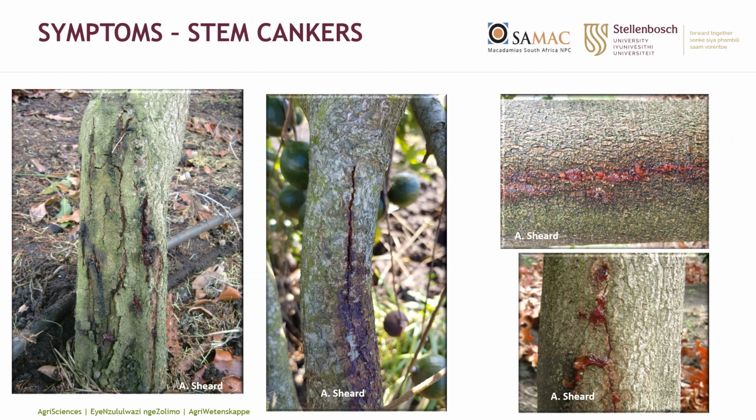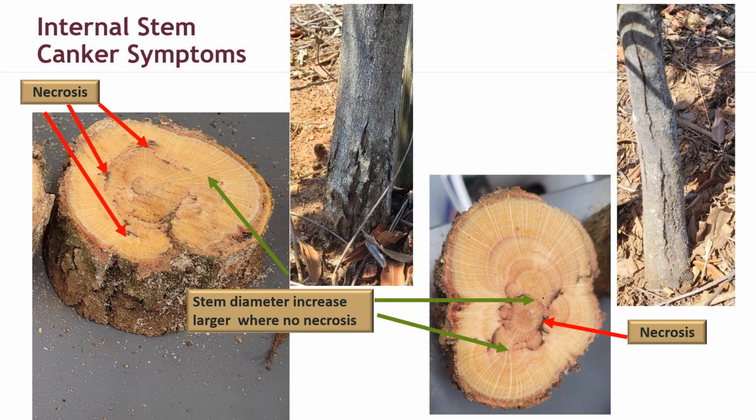Stem cankers are initiated when a wound occurs on the stem, followed by splashing of soil containing Phytophthora spores that will infect through the wound. Initially the lesion develops as a crack, as you can see in the photos on the left-hand side, which then, as it ages, develops into a dry stem canker crack, as you can see in the photo on the right-hand side.